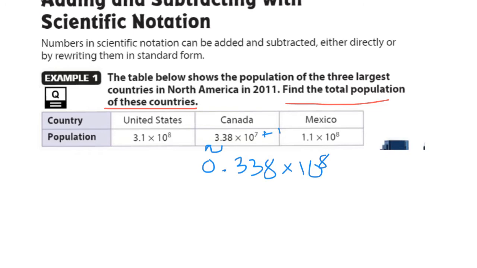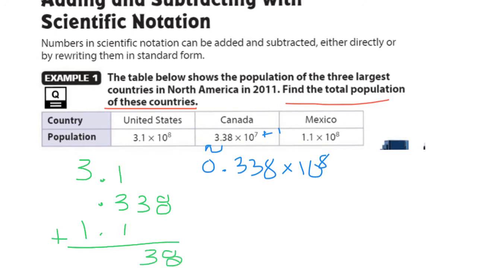And since they all have a power of 8, you want to add the multipliers. So that's going to be 3.1, 0.338, and 1.1. Let's write those down, keeping in mind that when you add decimals, you always line the decimals up. Okay, so add those together. You'll have 8, 3, 5, and a 4.